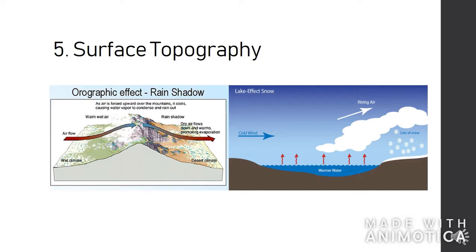Lake effect snow occurs when cool air masses pass over expanses of warmer, moist bodies of water, leading to higher levels of precipitation on the downwind side of the body of water. A good example of lake effect snow is the Great Lakes. Elevation is another factor. Being at a high altitude can be analogous to living at a northern latitudinal position.